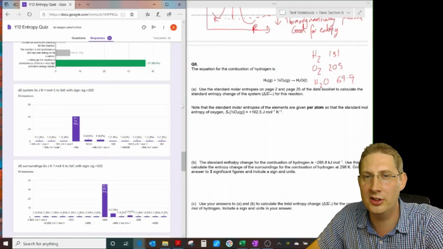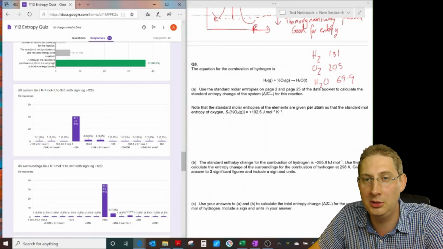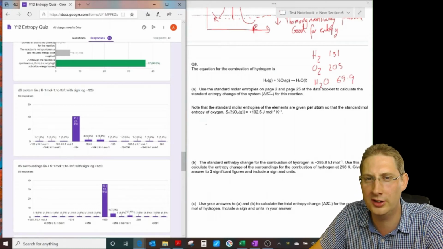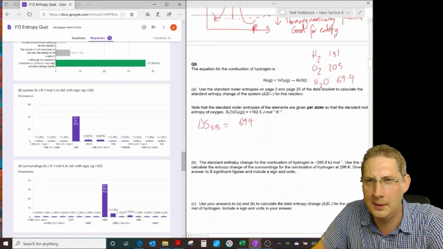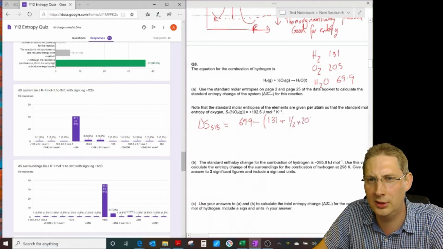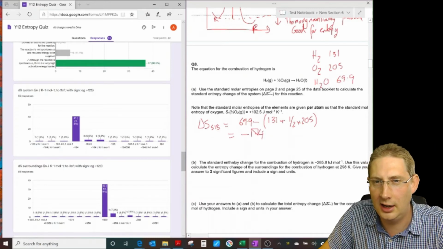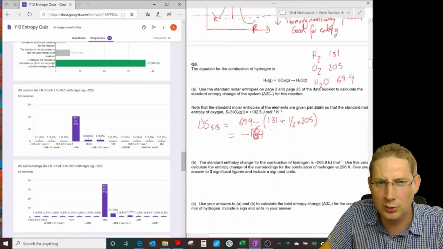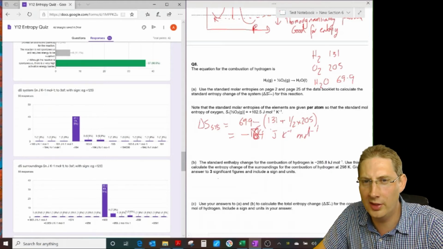Okay, question 8. So you got the original question here where you had to look up the values from the data booklet and then use them. You didn't have to, so it's surprising that 25% of you got this wrong, that delta S system is H2O 69.9 minus H2 131 plus a half of O2, half times 205, and that hopefully gives you an answer of minus 164 joules per Kelvin per mole, and 75% of you got that.